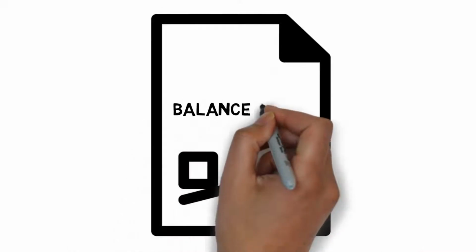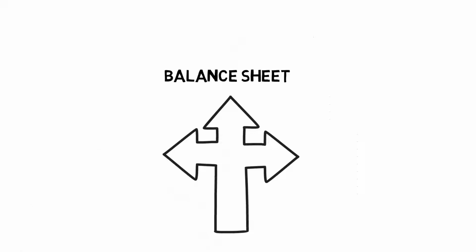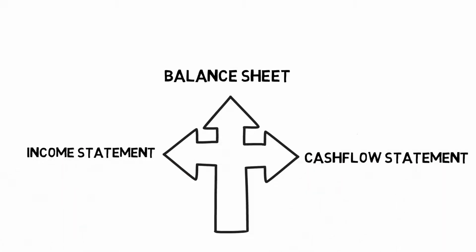Today in this video we are going to learn what a balance sheet is and discuss very briefly how it can be drafted. A balance sheet is one of the three main financial statements. The other ones are income statement and a cash flow statement, which we will discuss later on.